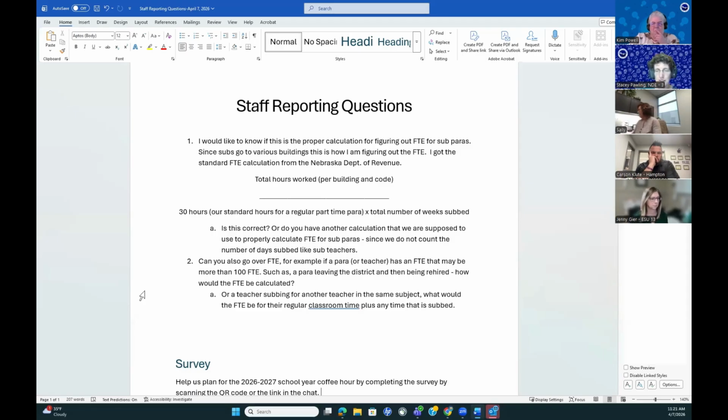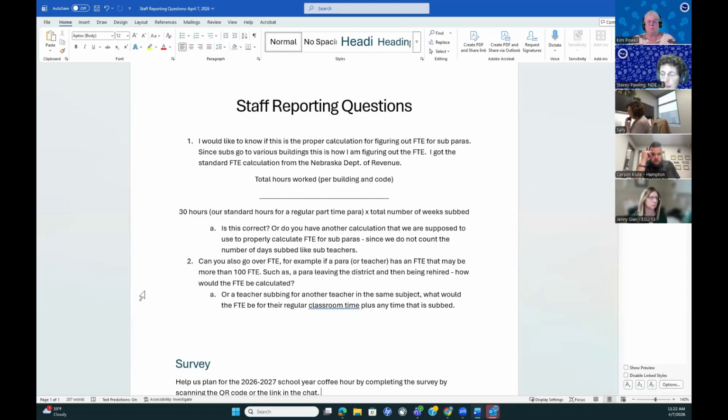So the second part of this question is FTE. A para or a teacher has an FTE that may be more than 100 FTE? No, it cannot be over 100 FTE. The total should equal 100, should not go over. You'll get an error.